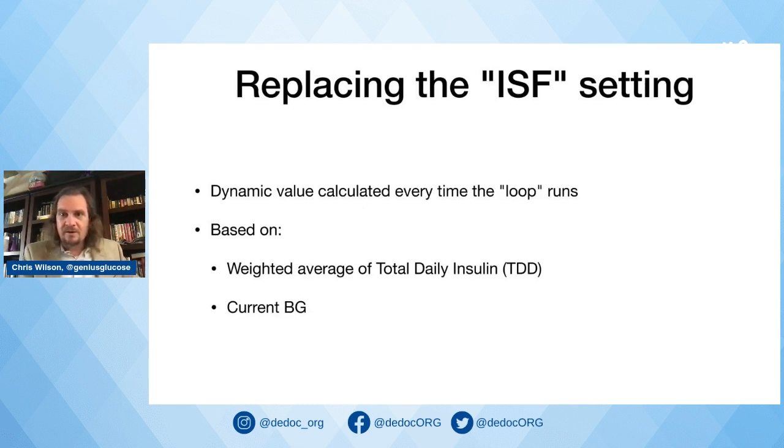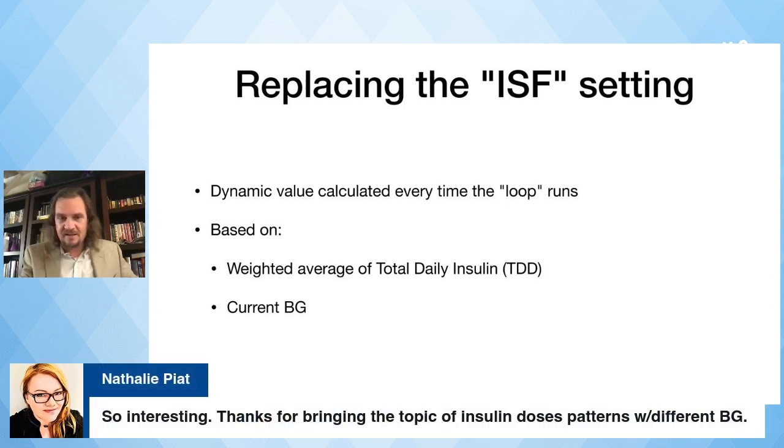So in order to integrate this into an algorithm, what we replaced was the standard insulin sensitivity factor or correction factor setting with a dynamic value that gets recalculated every single time the loop runs. It's based on a weighted average of total daily insulin. It's also based on your current blood glucose. And there's also an adjustment factor built in so that people can fine tune it to work exactly for how they need it to.